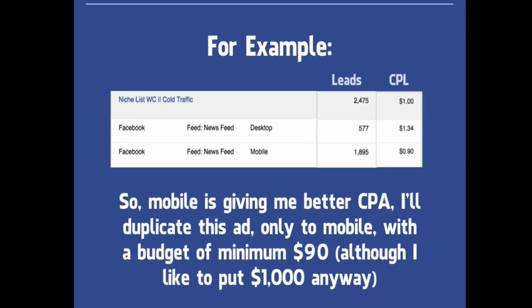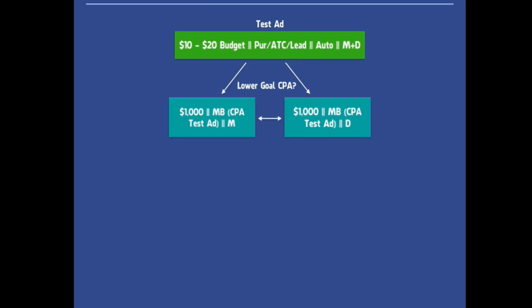Okay, manual bid. Now, in a second we're going to get to the bid, but this is how it should look like now. So you duplicated the test ad to one of them, right? To either mobile or to desktop, depending on where you had cheaper cost per actions.